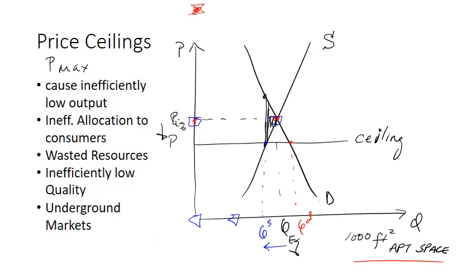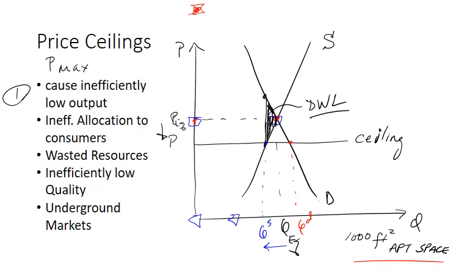All of this area represents lost transactions or deadweight loss. Can't get good deals on apartments that aren't being bought or sold. These are just lost. So this is, of course, why we have our first result, which is inefficiently low output.